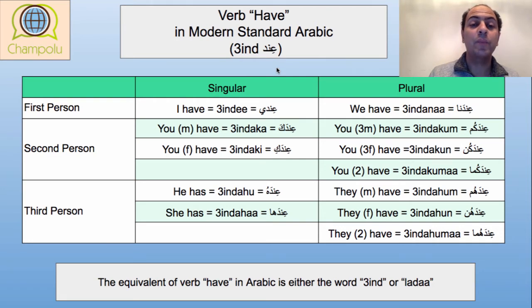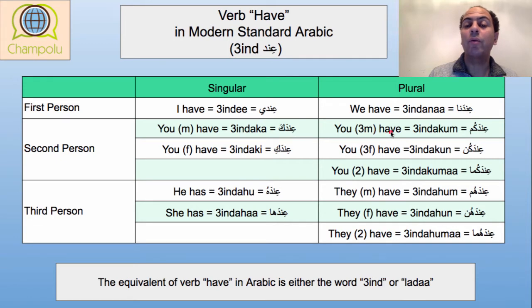Yet it has the same idea of having different forms in first person, second person, third person, and in singular and plural. For first person, we say I have عندي. You have, for male singular, عندك. You have, for female singular, عندك. He has عنده. She has عندها. And then for plural, for we have عندنا.